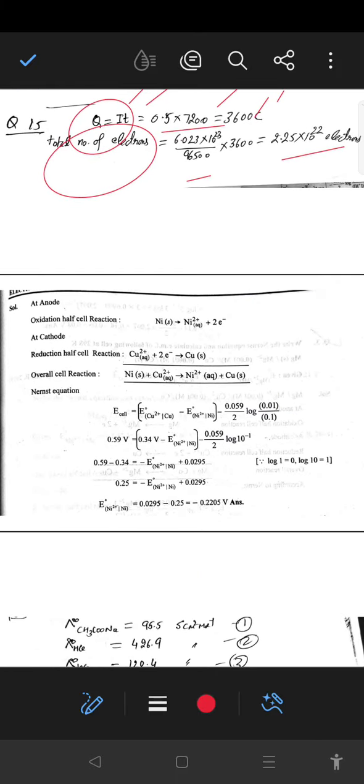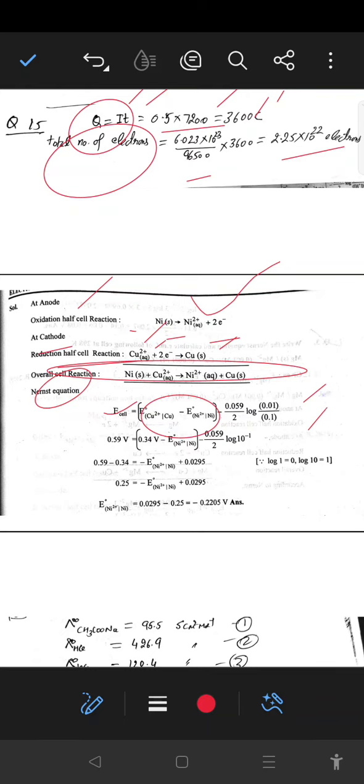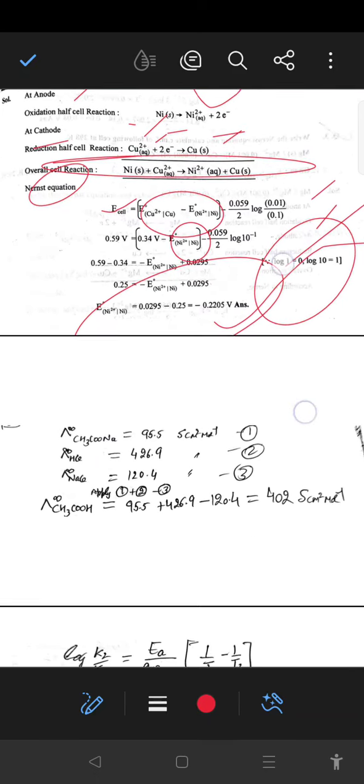After that, there is a numerical based upon the Nernst equation. Cell representation is given, so write at the anode the oxidation half cell reaction, nickel to Ni²⁺ plus 2 electrons. At the cathode, the reduction half cell reaction is written, Cu²⁺ plus 2 electrons to form copper. Then the overall cell reaction, and after that the Nernst equation can be written easily. E cell is equal to E° cell, that is E° cathode minus anode, minus 0.059 over n log concentration of product over reactant. So we will now solve the log value. E° cell, we will calculate easily by this method, and we will get the answer. ठीक है.